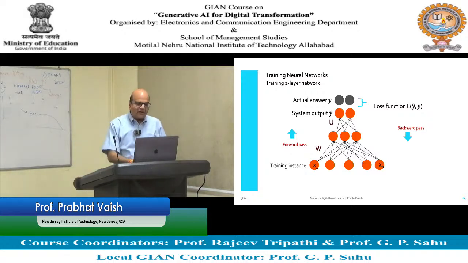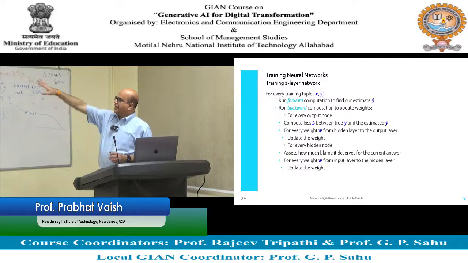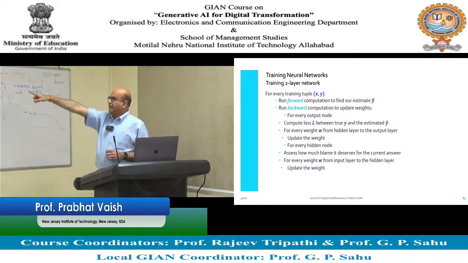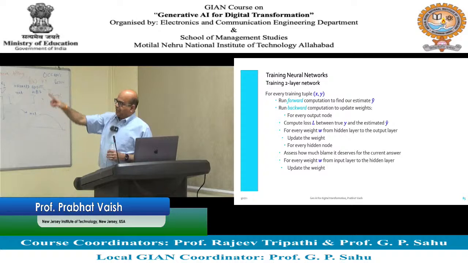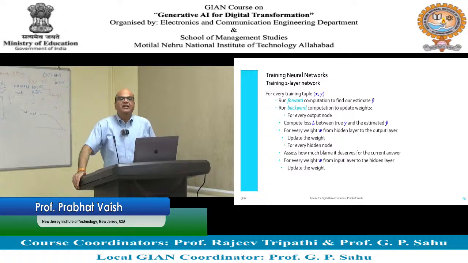Does that sound like an algorithm? It is, because that's how the learning is functioning. For every training data, X and Y, X is the input, Y is the desired output. You run the forward computation, figure out the Y prime. If the Y prime is the same as Y, learning is complete. If not, you run the backward computation where you update the weights. For each node, compute the loss, then take the weight, update the weight, and do it again, over and over again. You run this in a loop till the point where the network has learned enough to produce the right answer for all your training data.